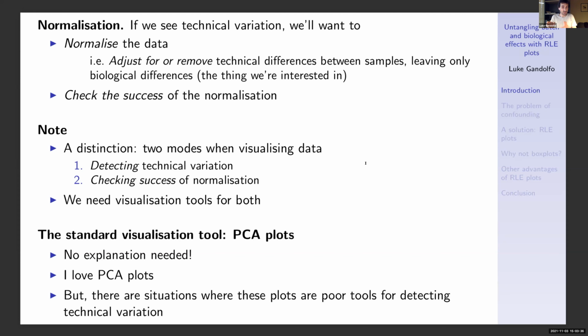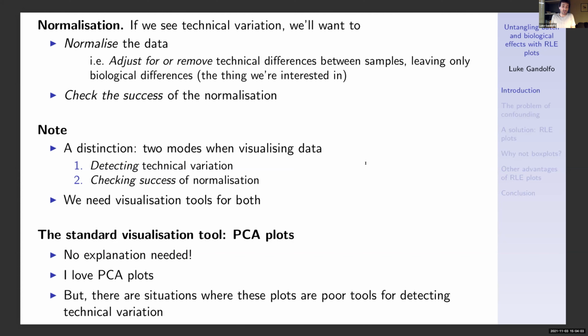And with this, I just want to make a note that there are two different modes we can be in when we're visualizing data. One is simply detecting technical variation if it's there. And another mode is checking the success of a normalization we might apply to deal with that technical variation. And we need visualization tools for both these tasks.